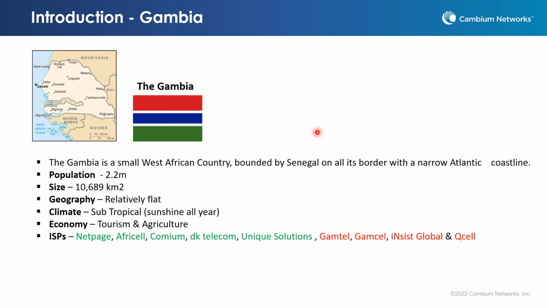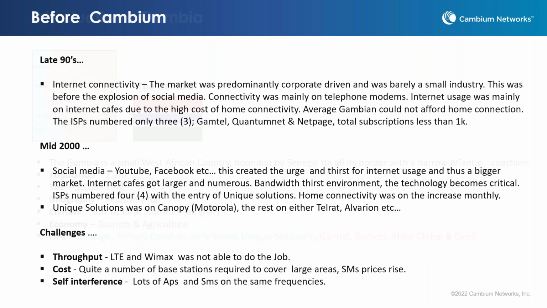I'm going to summarize the Gambian story. It's mainly based on before and after Cambium and timeline situations. So basically I'm going to show you a graph which is self-explanatory. It's showing our position now, the Cambium position now, in regards to other vendors in the ISP market.